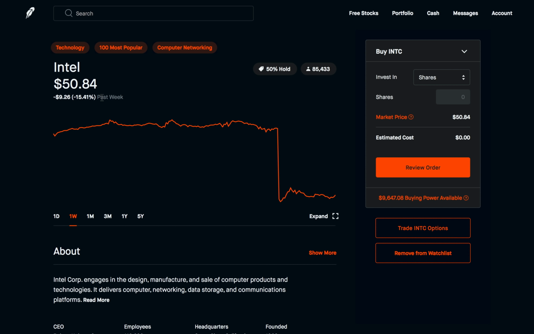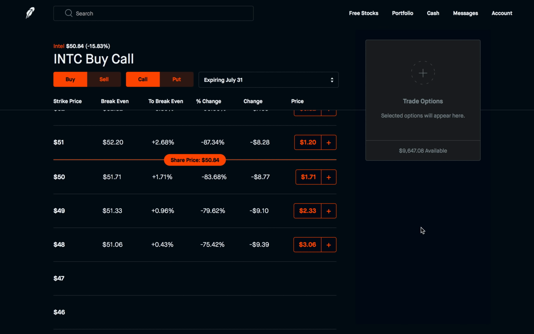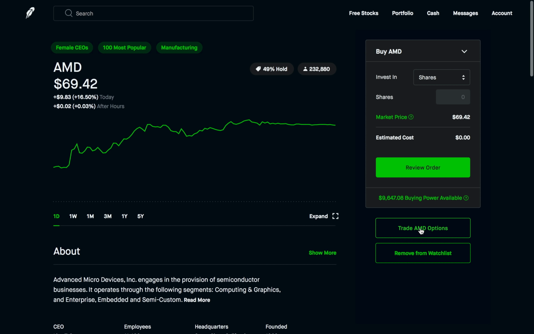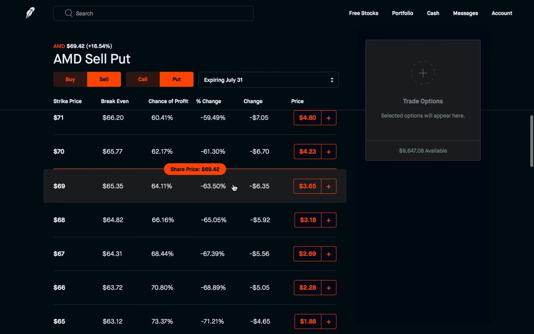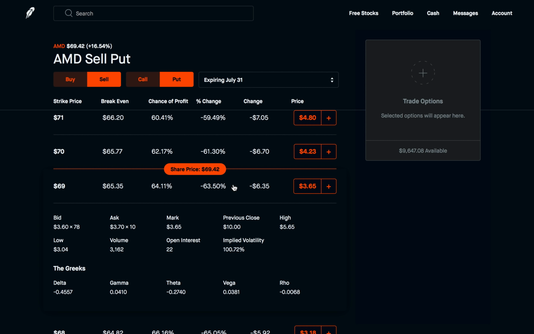On top of that, let's talk about some other things that I always take a look at. Let's go back to AMD quickly here. So again, trade AMD options, and we're going to sell puts. Let's take a look at another thing that you should always check. I'm talking about implied volatility and this Greek right here that I haven't talked about before, Vega. Let's go through what both of these mean and what you should be looking at.